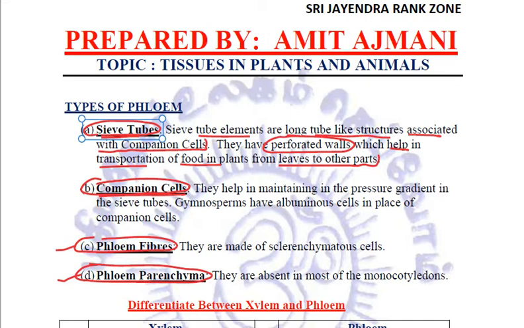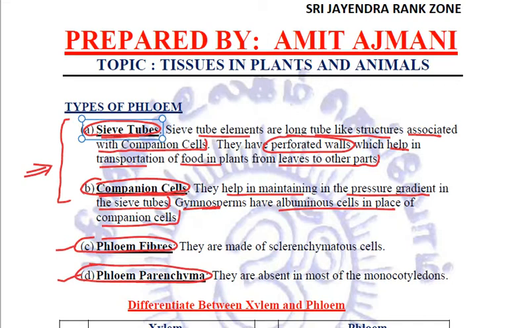These companion cells help in maintaining the pressure gradient in the sieve tubes. Quite importantly, gymnosperms have albuminous cells in place of companion cells. Gymnosperms lack companion cells. Rather than having companion cells, they have albuminous cells. Fine. So, sieve tubes and companion cells together, they are both the main conducting tissue of phloem, which transport food from the leaves to the plant body.